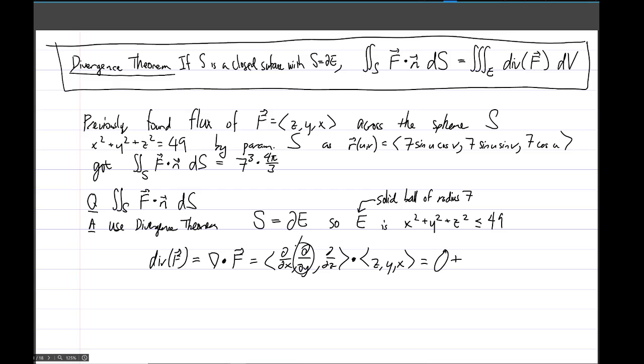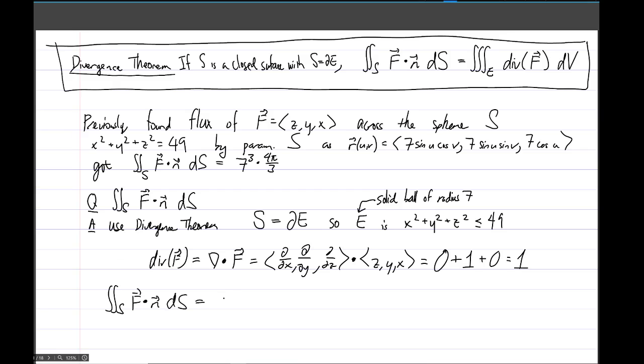The partial derivative with respect to y of y is going to be 1. And then we need to add in, remember this is going to be a scalar when you dot product, the partial derivative with respect to z of x, and that will be 0. So we end up with really just 0 plus 1 plus 0, just 1. Okay, that's real nice.